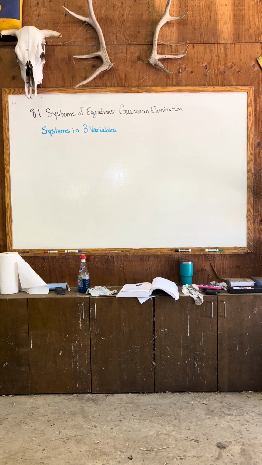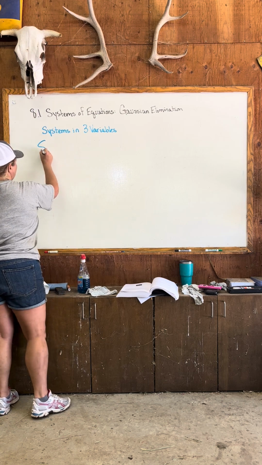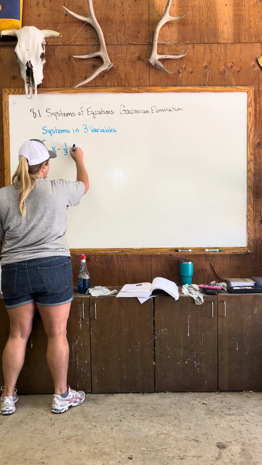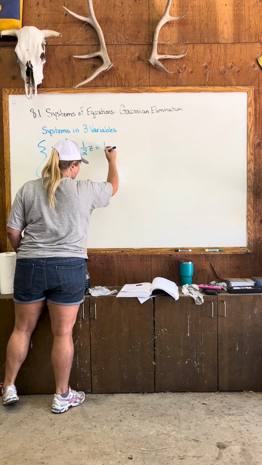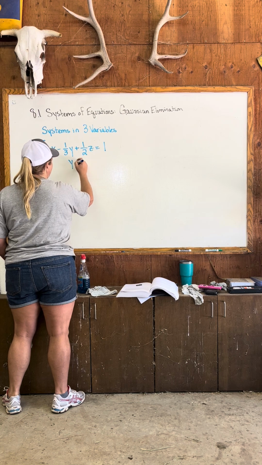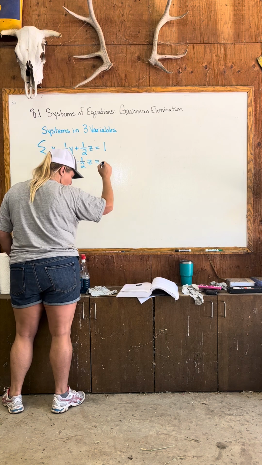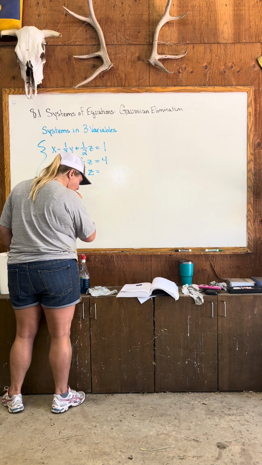So after we look at systems of linear equations, so lines, we bump it up and look at systems in 3 variables. And so 3 variables means we're looking at x, y, and z. As an example, this one's going to be much bigger. We might see something that looks like x minus 1/3 y plus 1/2 z equals 1, and then y minus 1/2 z equals 4, and then finally z equals -1.